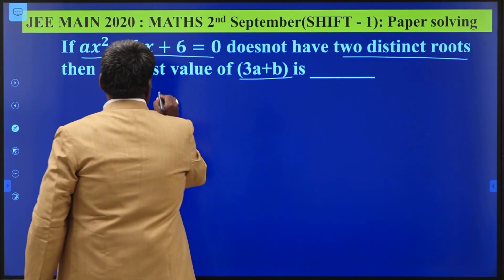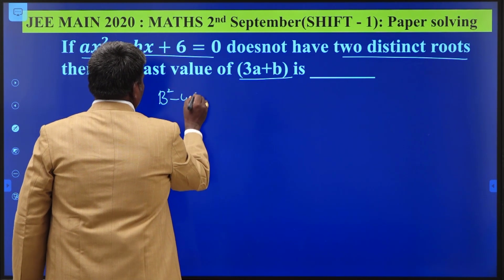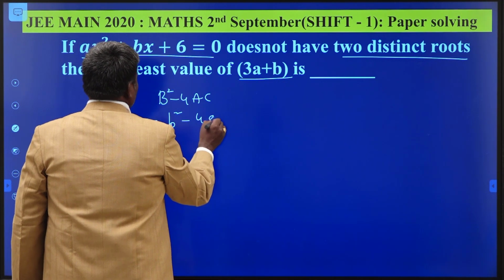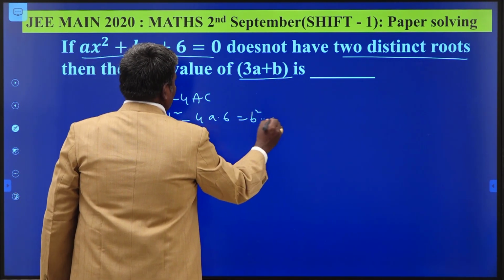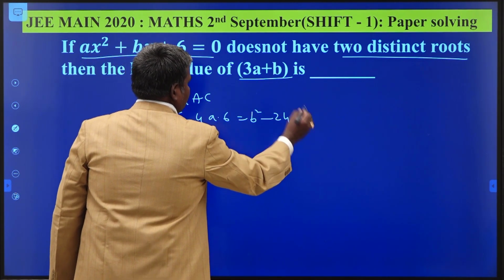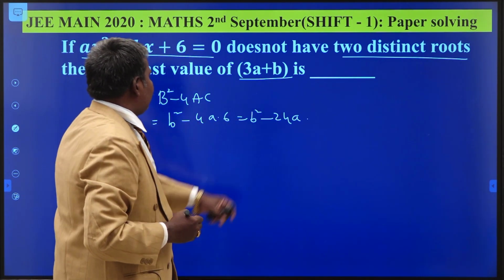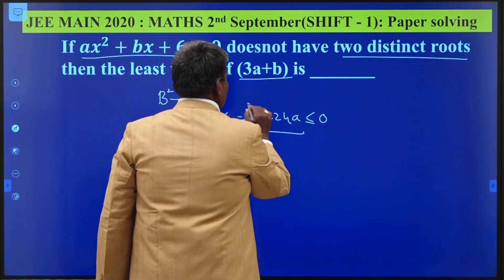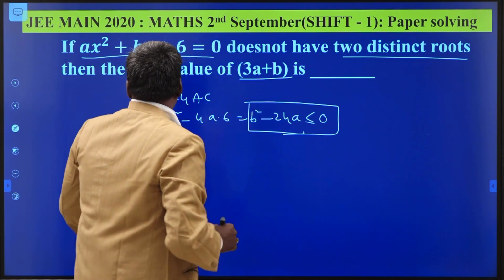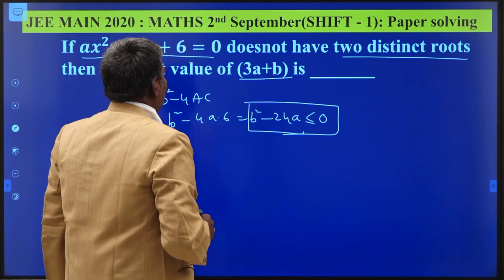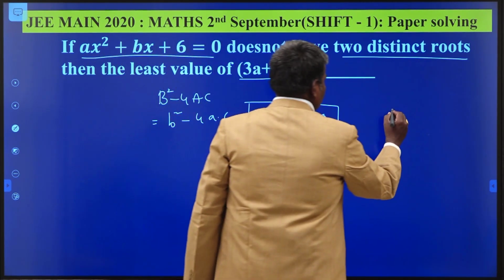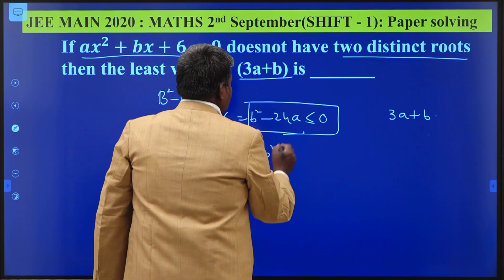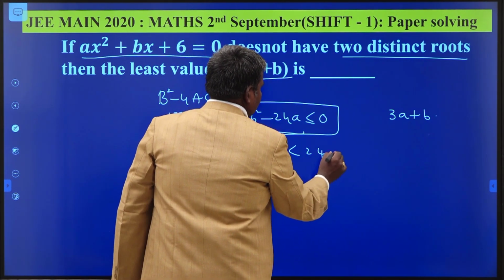Now apply the discriminant b square minus 4ac to this one. b square minus 4ac is nothing but b square minus 4 times a into 6. That is b square minus 24a, which is less than or equal to 0. This is my condition. Now you have to find out the least value of 3a plus b. Now b square is less than or equal to 24a.